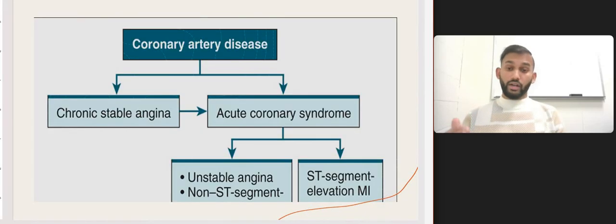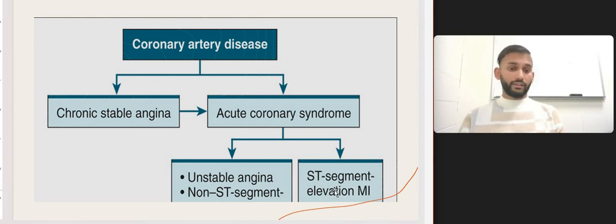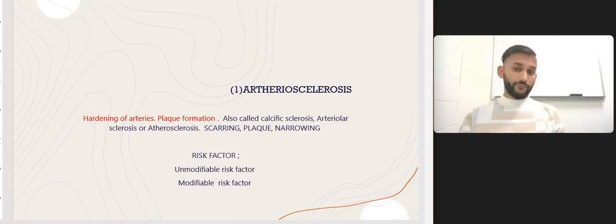Now, when we talk about coronary artery disease, we have chronic versus acute. Chronic means it's been going on for a long period of time. It's there, but it's something which is in control. Acute is sudden and severe, which is further divided into two categories. We have unstable angina and NSTEMI, which is non-ST segment elevation myocardial infarction. And on the other side, we have STEMI, ST segment elevated myocardial infarction. We'll talk more in detail about what they are and how they behave. But before that, let's talk about something else.